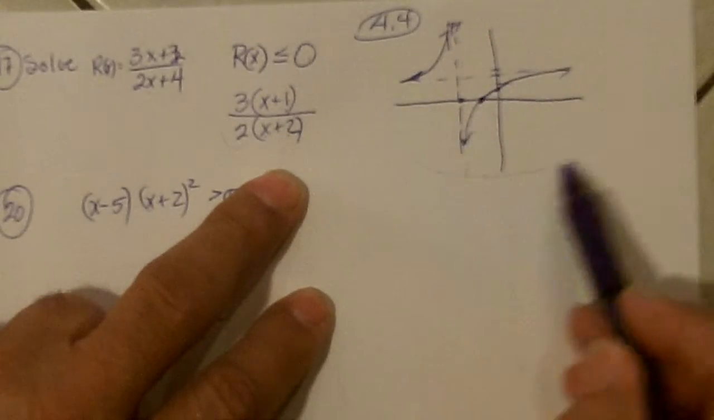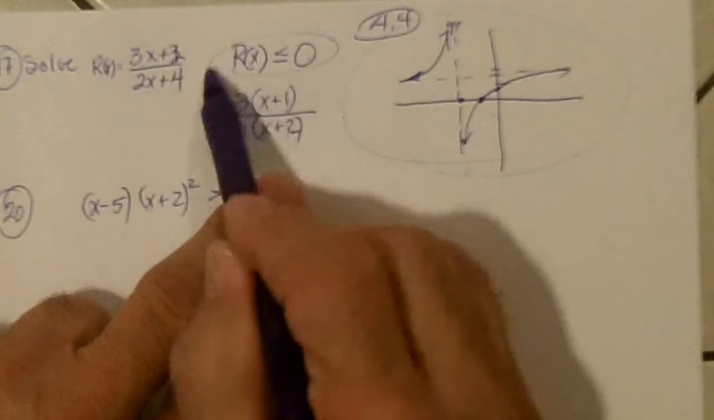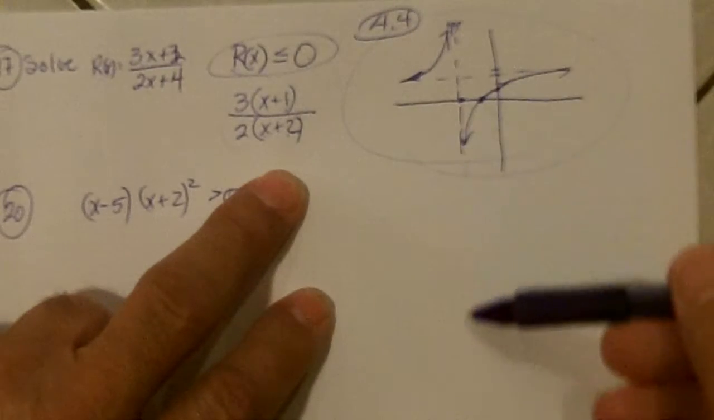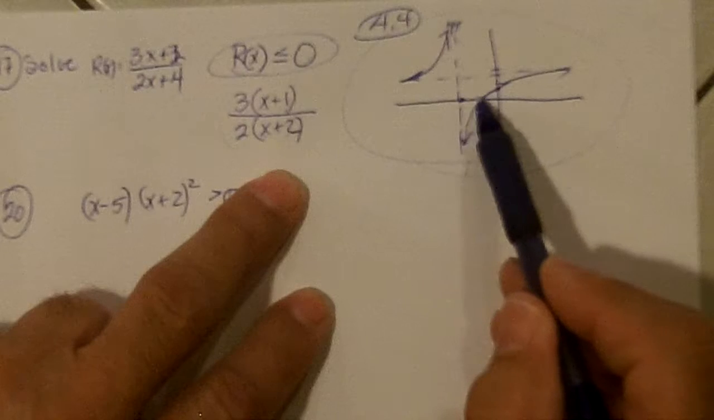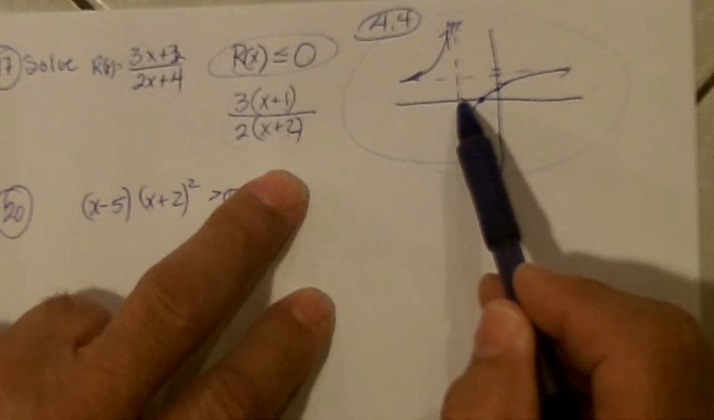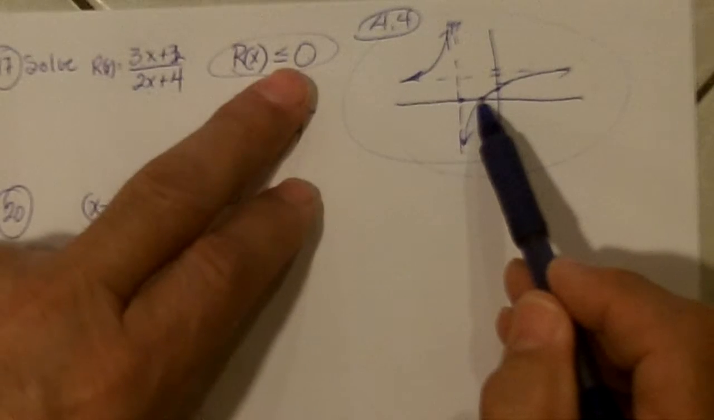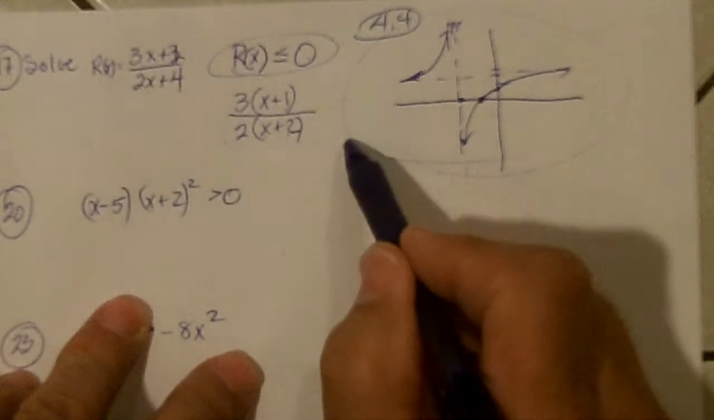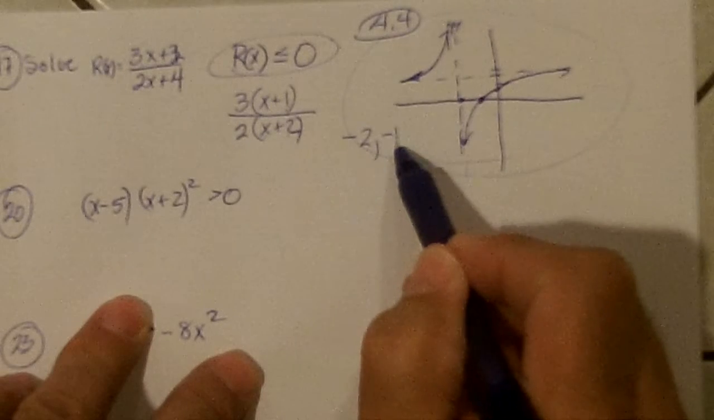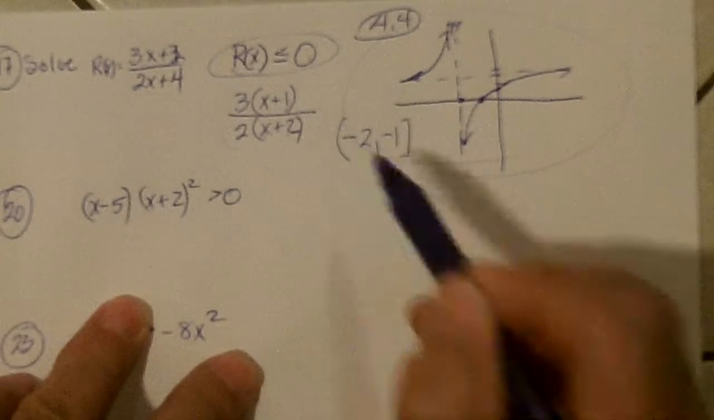So if we're looking for when this graph is below 0, that's down here. The only piece is between -2 and -1, and it said equal to 0, so including that. So it's from -2 to -1, including the -1, but not the -2.